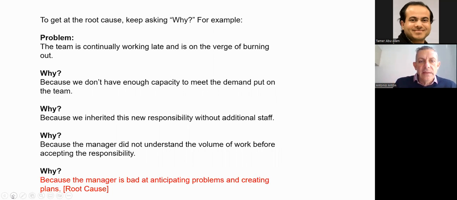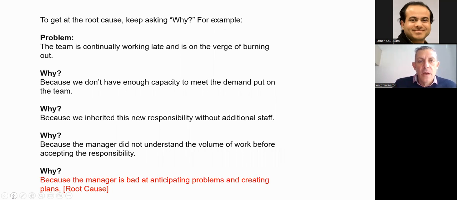The problem, the teams continue working late. Why? Because we don't have enough capacity. Why? Because we inherited new responsibility without additional staff. Why? Because the manager didn't understand the volume of work. Why? Because the manager is bad at anticipating problems and creating a plan. This is the root cause.